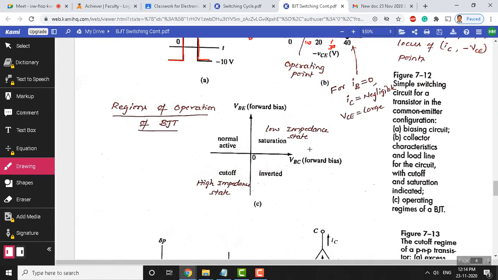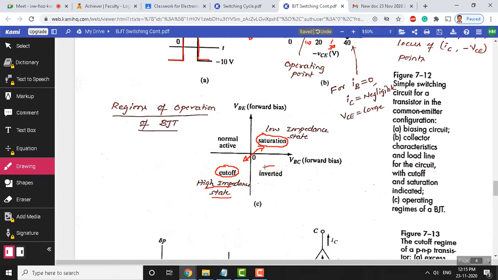Now we have seen these various modes of operation. For the device to work like a switch, we need to operate in the saturation region. This is the saturation region where the emitter base junction and collector base junction are both forward biased, and in the cutoff region both are reverse biased. So, the cutoff region offers a high impedance state, whereas the saturation region offers a low impedance state. The switching between these two is nothing but making the device operate in the cutoff region and saturation region respectively.